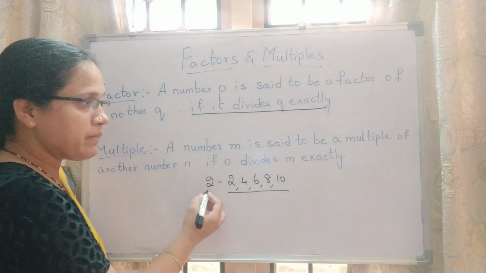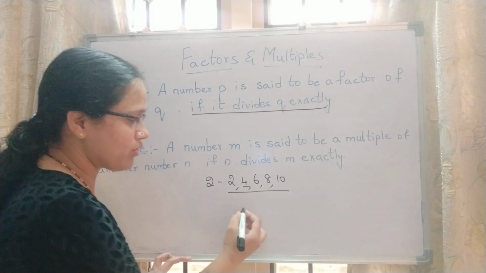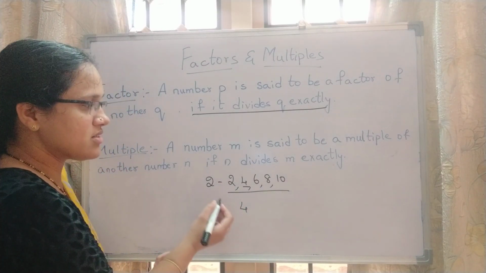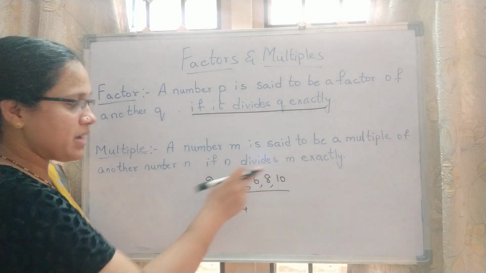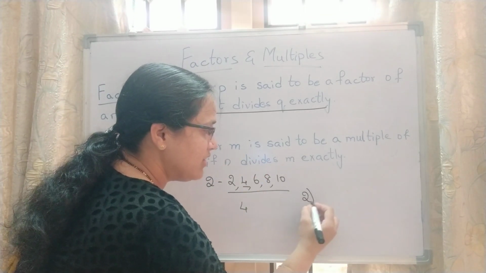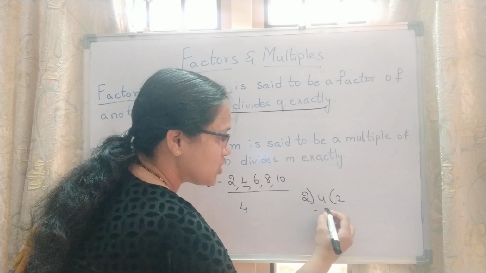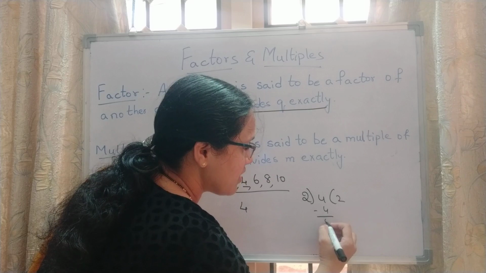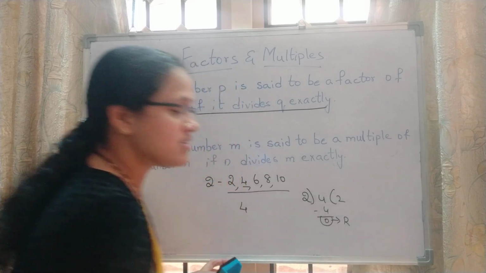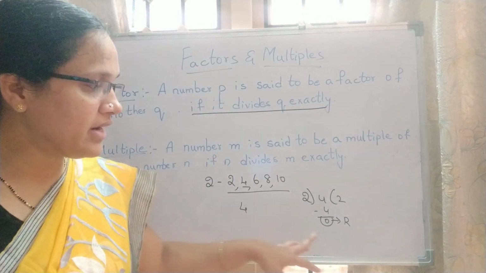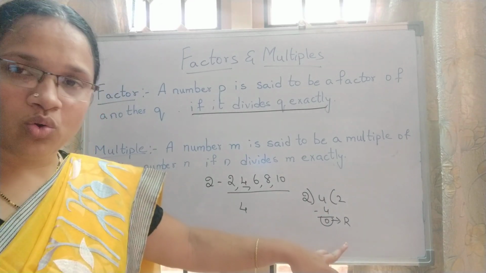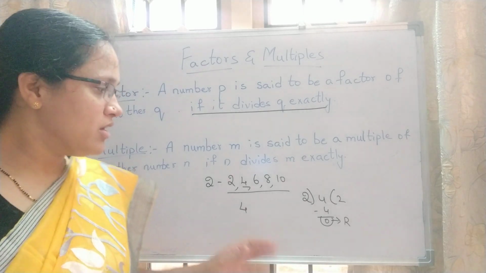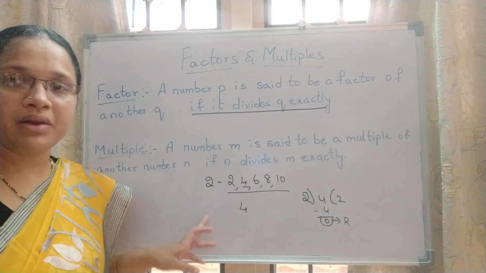A number m is said to be a multiple of another number n if n divides m exactly. You have to understand this carefully. Suppose I take 4. 4 is a multiple of whom, children? Of 2. That means n divides m exactly. If you divide 4 by 2, it divides exactly, since 2 twos are 4. The remainder is again 0, so it is exactly divisible. That is why this is called the multiple and this is called the factor.